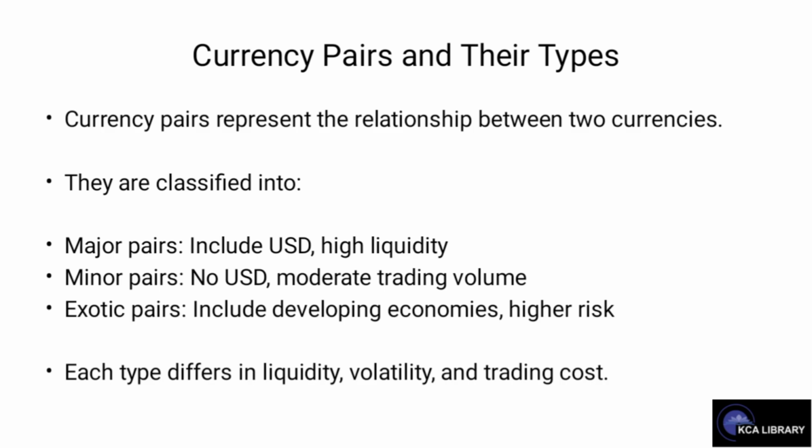Let's look at currency pairs. We already discussed currency pairs, the relationship between two currencies, but they are classified majorly into three. We have major pairs, minor pairs, and exotic pairs. Major pairs have high liquidity, e.g., USD. Minor pairs have moderate trading volumes, while exotic pairs have higher risk and are usually found in developing economies. This is the currency of developing economies. Each type differs in liquidity, volatility, and trading cost.